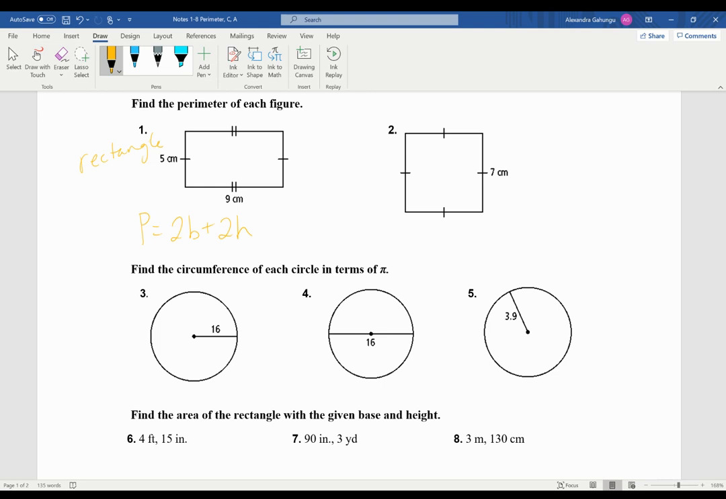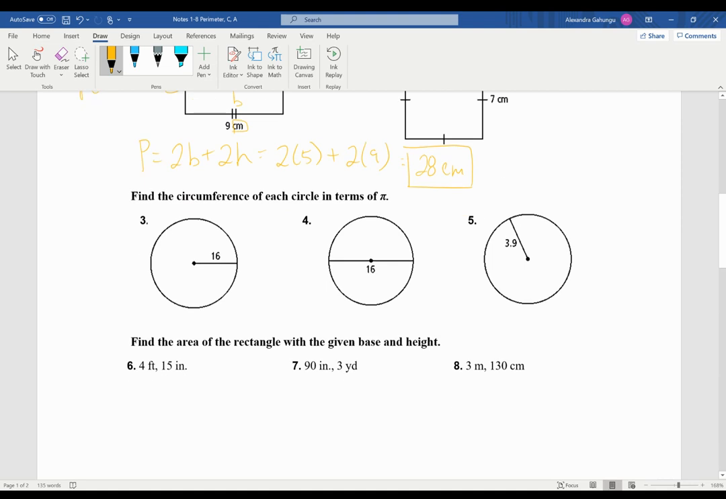I'm going to label one. So I've got my height and my base. So that means it's 2 times 5 plus 2 times 9, 18 and 10. So I get 28. My units for perimeter are going to be the same as my units for the measurements here. So it's just 28 centimeters.